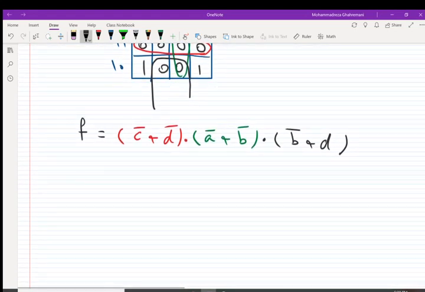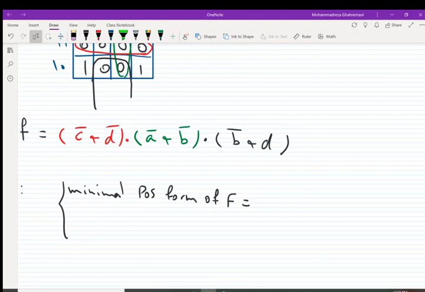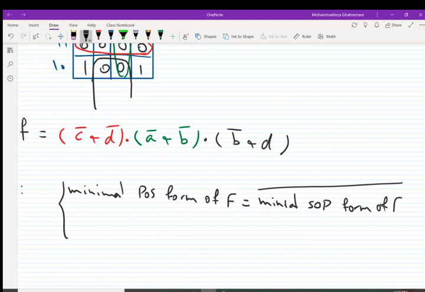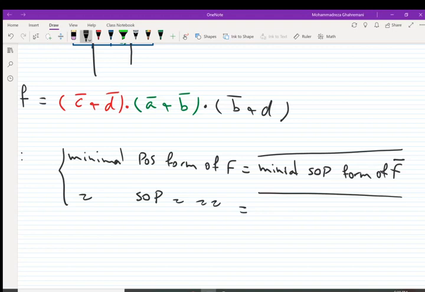sum. Okay, one thing that we should know is that the minimal product of sum form of a function is the complement of the minimal sum of product form of the complement of the function, and the minimal sum of product form of a function is equal to the complement of the minimal product of sum form of f bar.